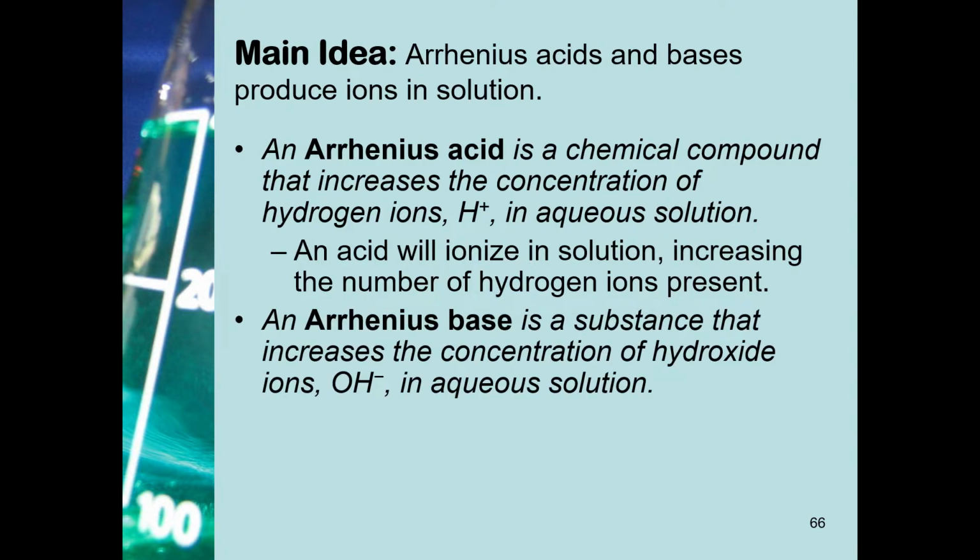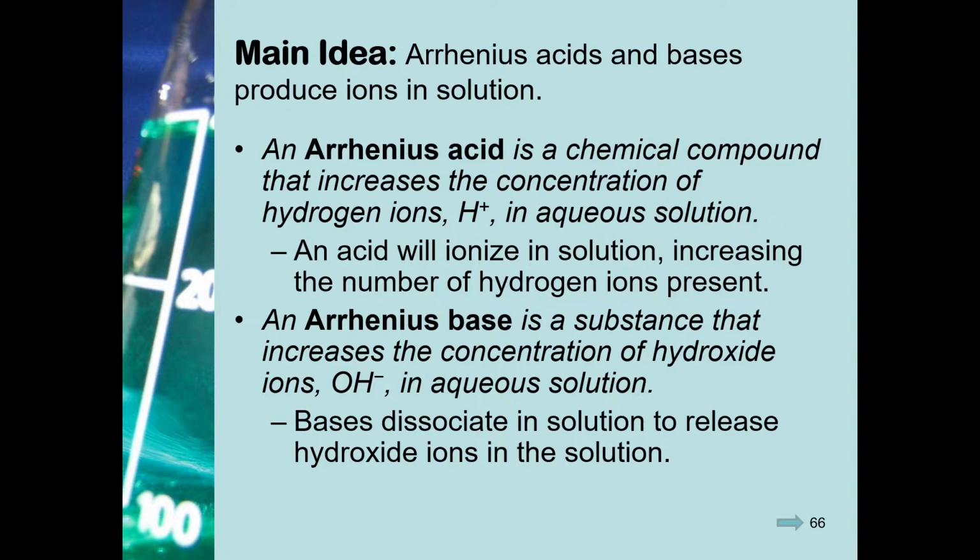Now an Arrhenius base is a substance that increases the concentration of hydroxide ions when you dissolve it in water. So the hydroxide ion, the OH negative, is increased in a solution when you dissolve a base in water. So you can see the difference. An Arrhenius acid produces hydrogen ions, and an Arrhenius base produces hydroxide ions.